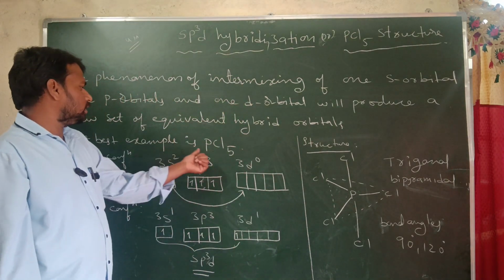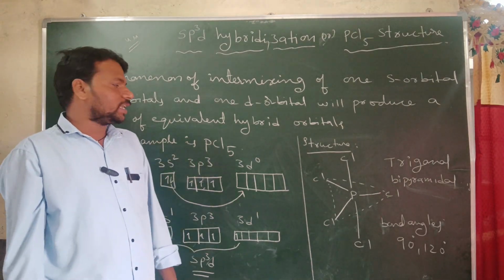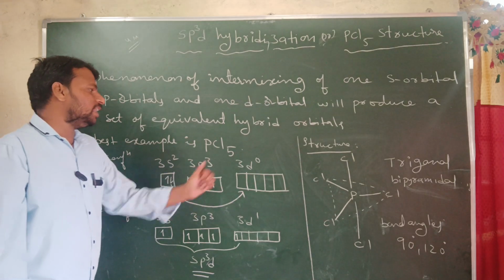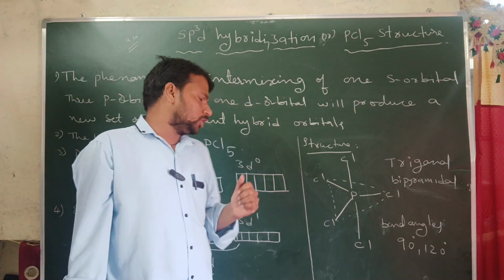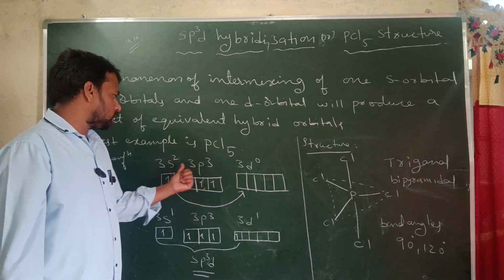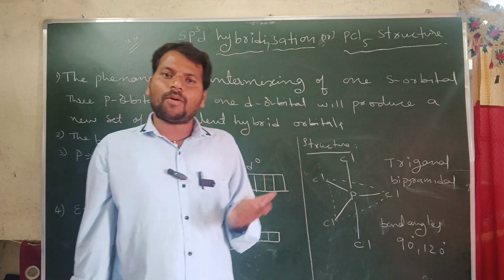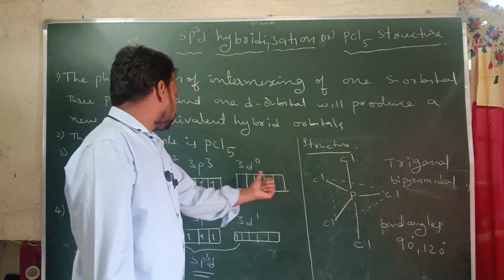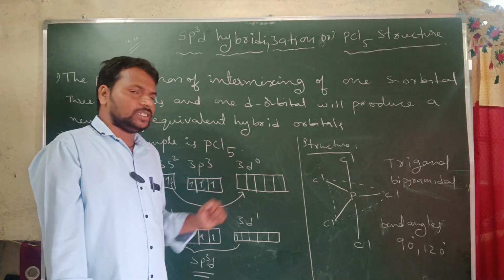In PCl5, phosphorus is the central atom. Let me write the electronic configuration. I just write the valency orbital configuration only, that is 3s2 3p3 and 3d0. Why? Because only valency orbitals participate in hybridization, so I write only this: 3s2 3p3 and 3d0. There are no electrons in the d orbital.